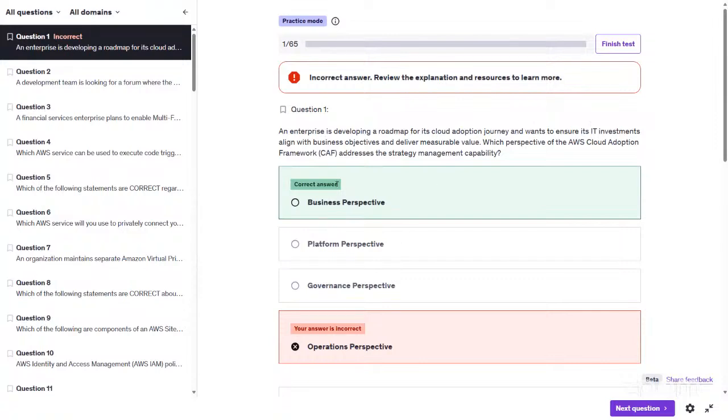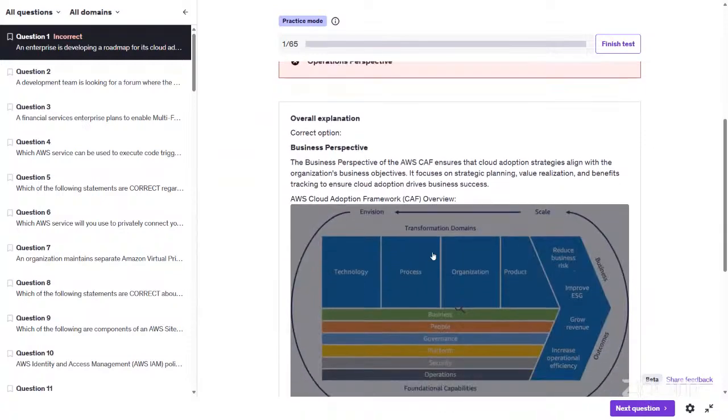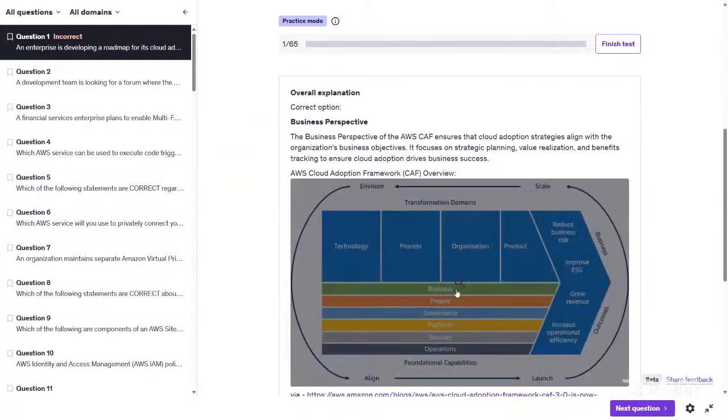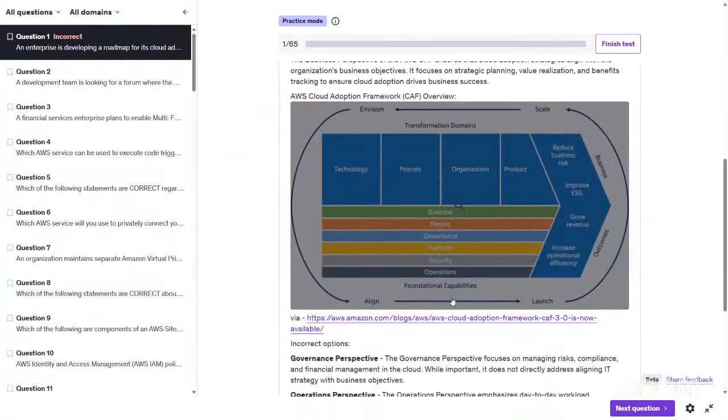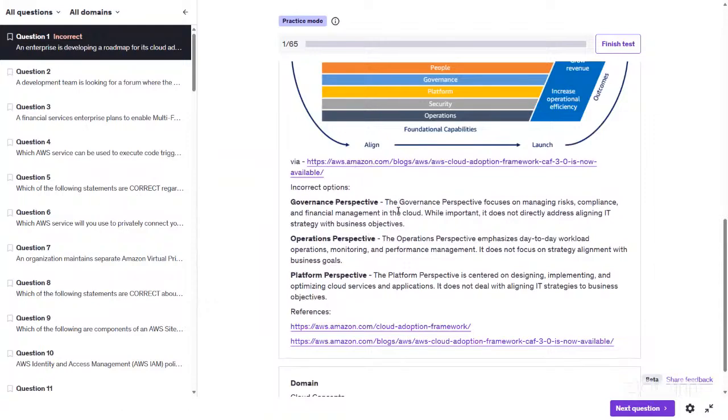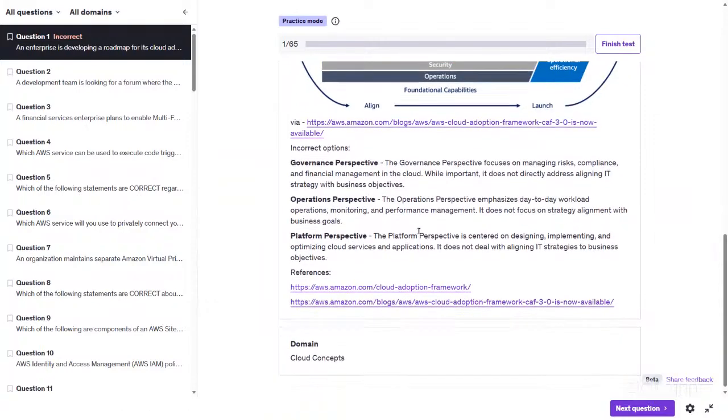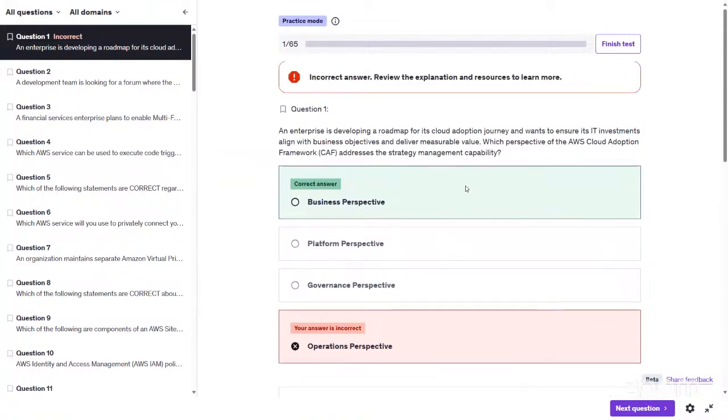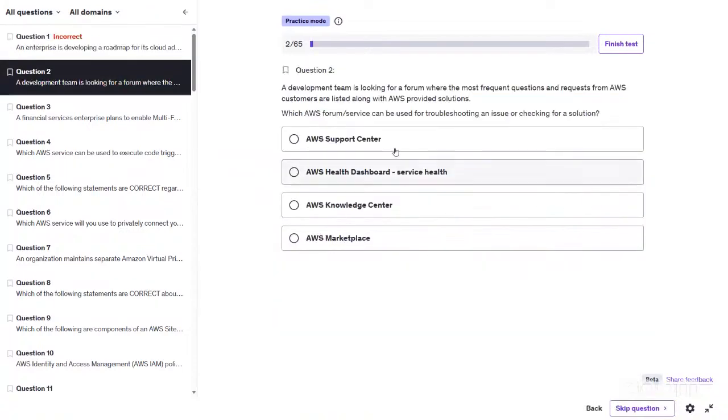So, like I said, this is the one that I have to read up on, but everything is in here. Business, operations, everything is all in this documentation. So, that would be very helpful. So let's move on to the next question.